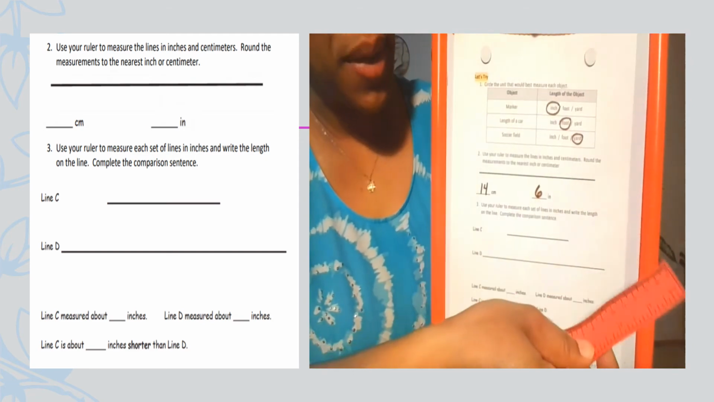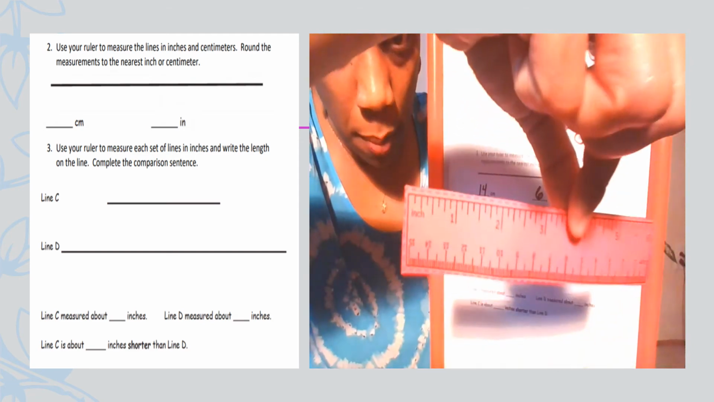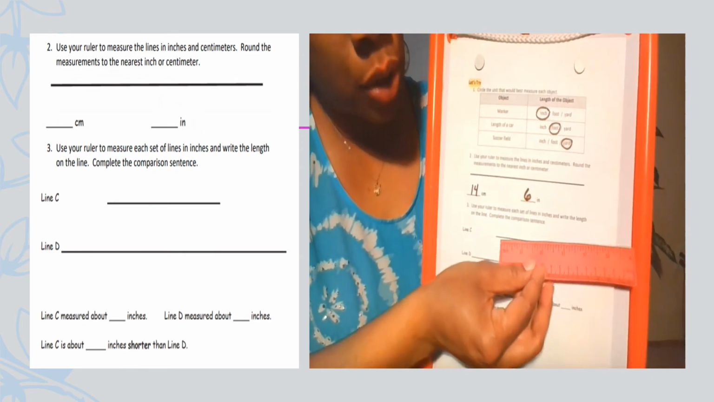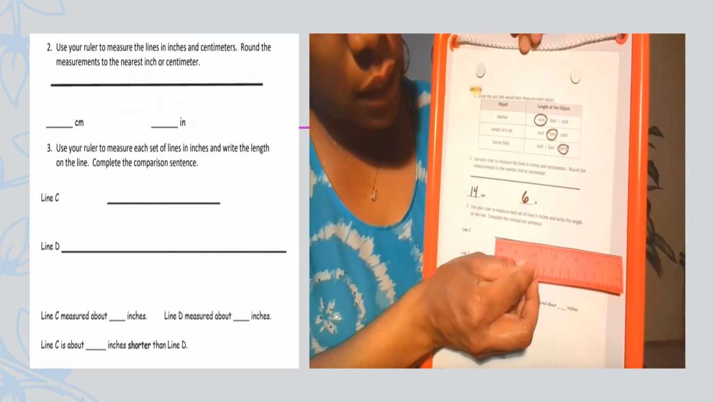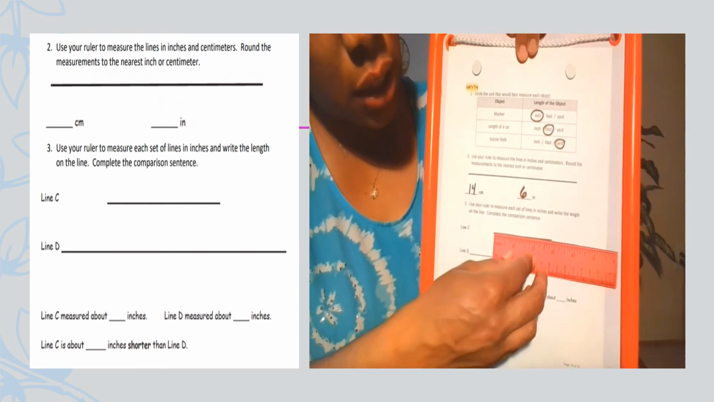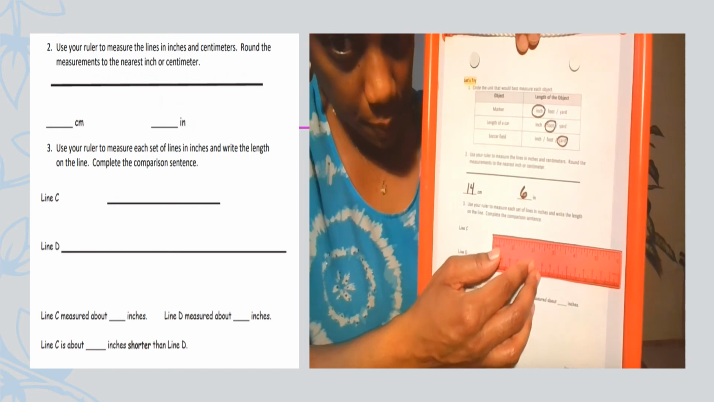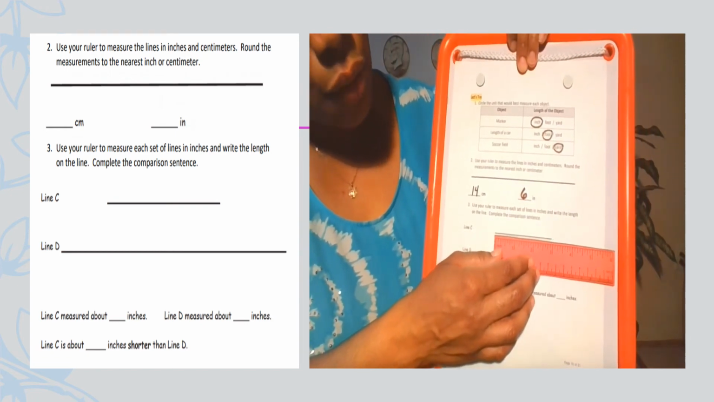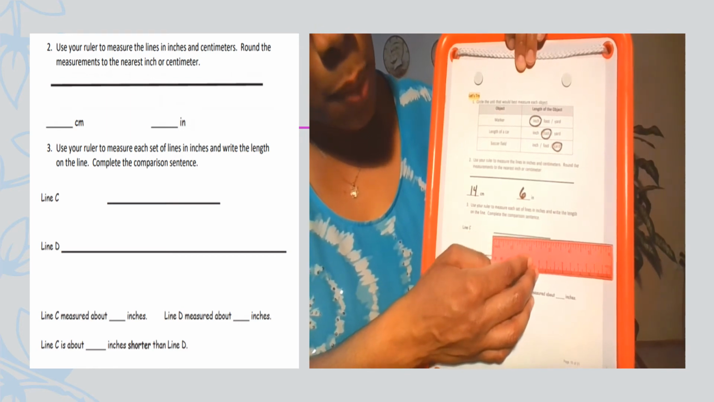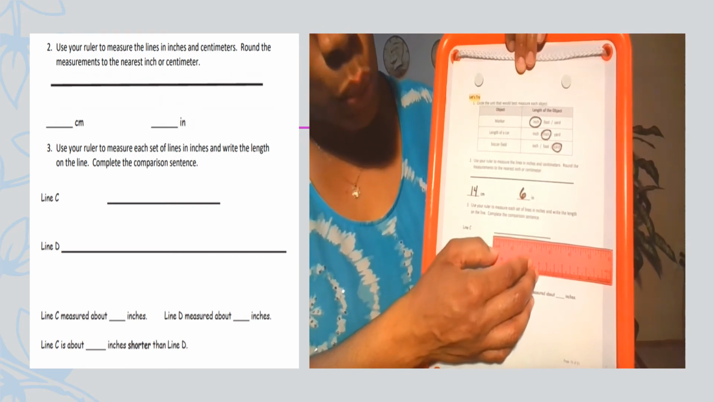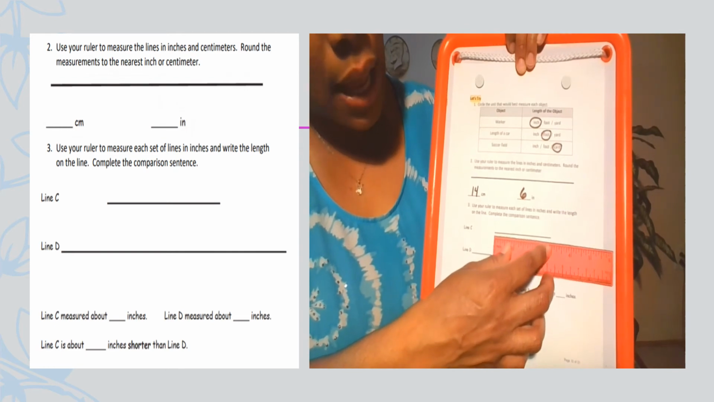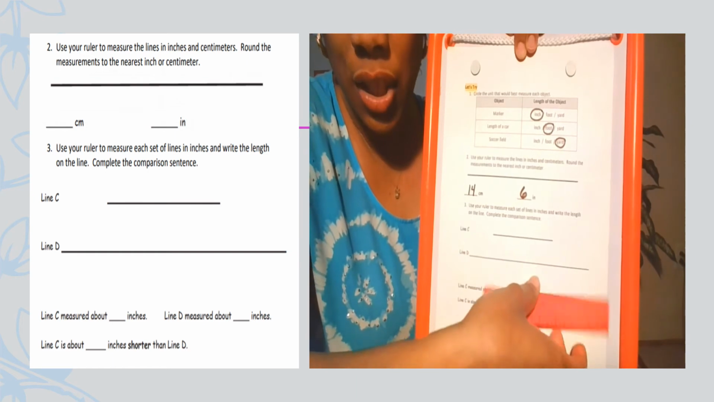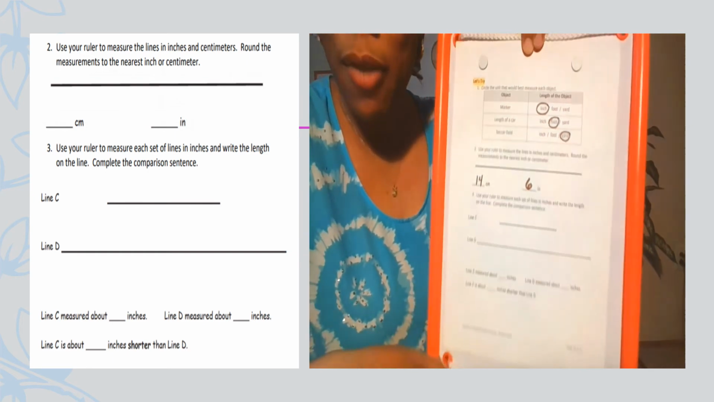In order for me to measure in inches, I have to make sure that my ruler is turned the correct way. I'm looking at the inch side, which goes from 0 to 6. The word inches is written here. So as I'm measuring line C, I have to line up my ruler at 0, which is the beginning of my ruler, and see where the line ends. It ends at 3. So line C is 3 inches long. Now I'm going to write it on my recording sheet.